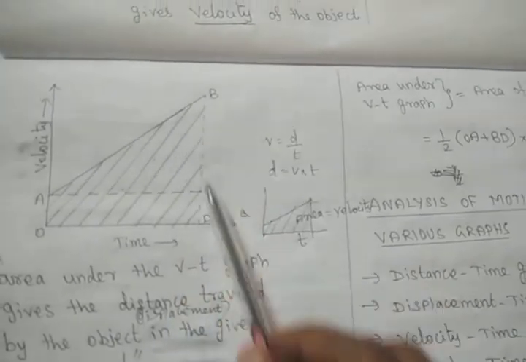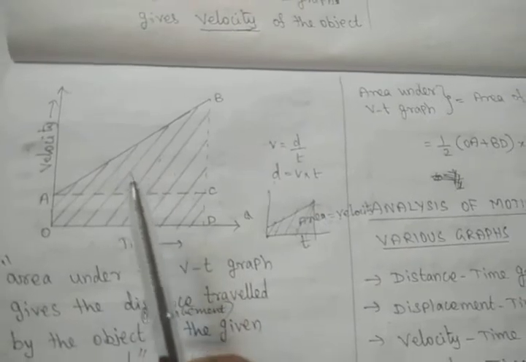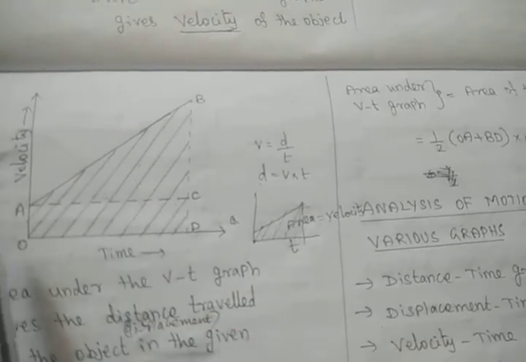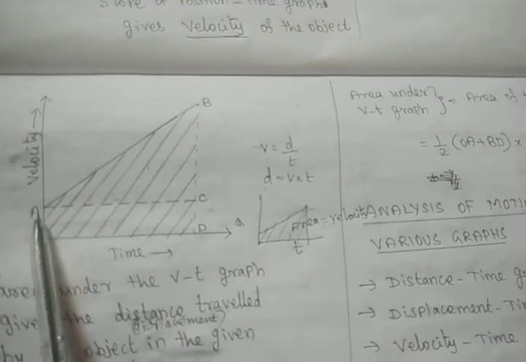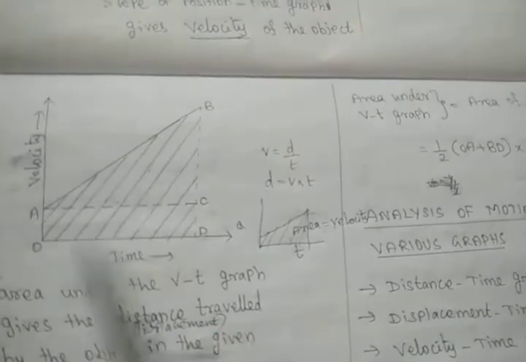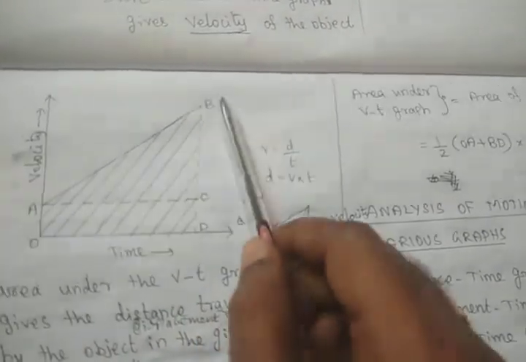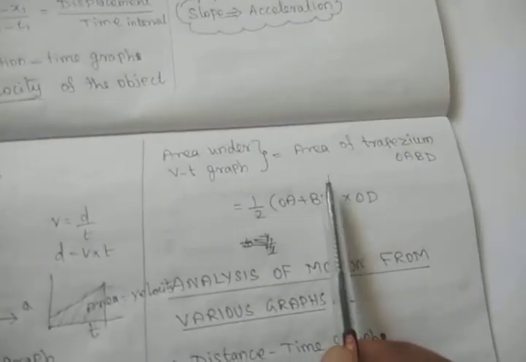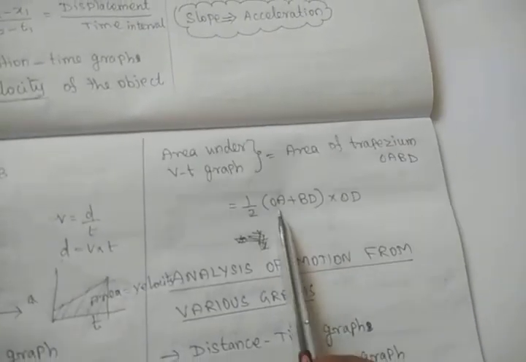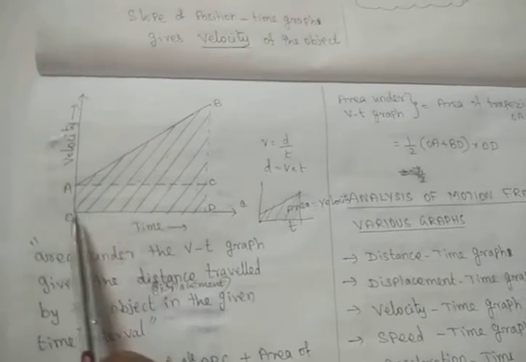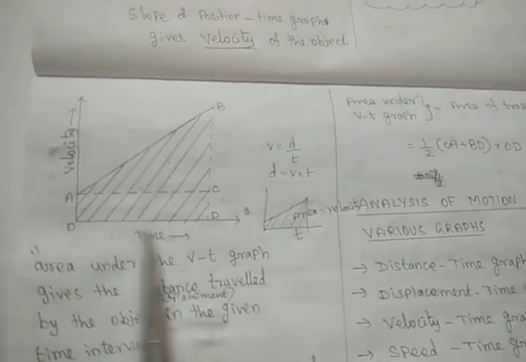So this shape is a trapezium. What is the area of the trapezium? The area of the trapezium is half into OA. There are two parallel lines, a smaller parallel line and a bigger line. These two are parallel to each other. So the area of the trapezium is half into OA plus BD into the height of the trapezium. What is the height of the trapezium?